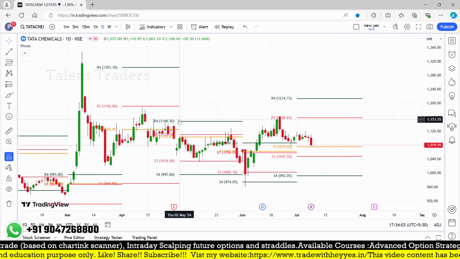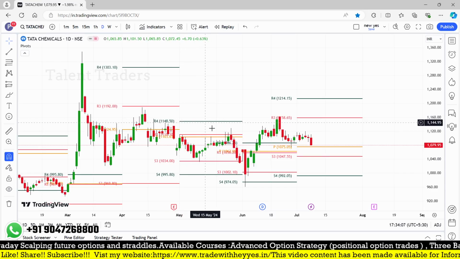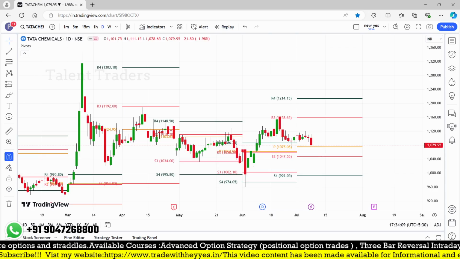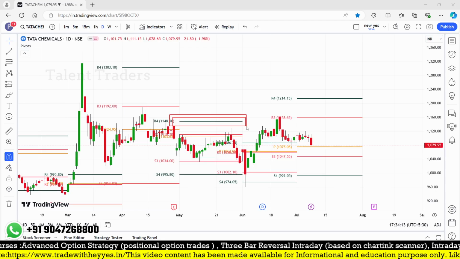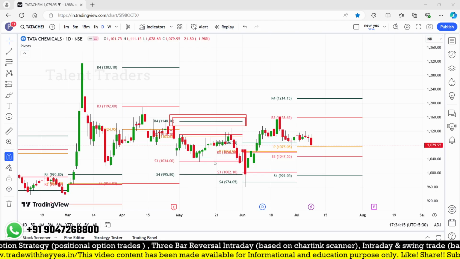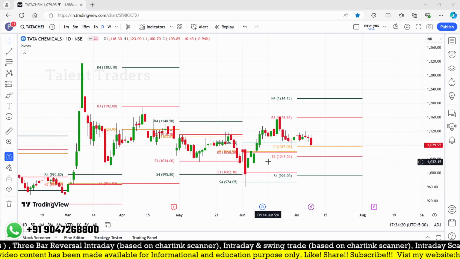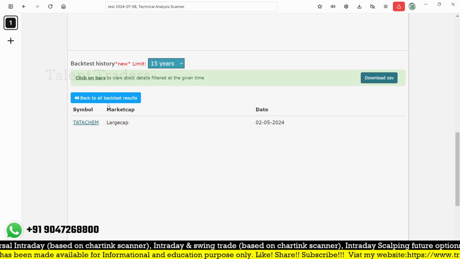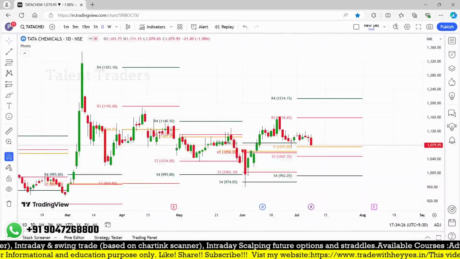On 2nd May, the stock doesn't break our R4 level on the month, so it doesn't give you the opportunity for a breakout. Even though the stock is forming such a very narrow pattern, it doesn't give you an opportunity to break out. Okay, so the previous month, April.